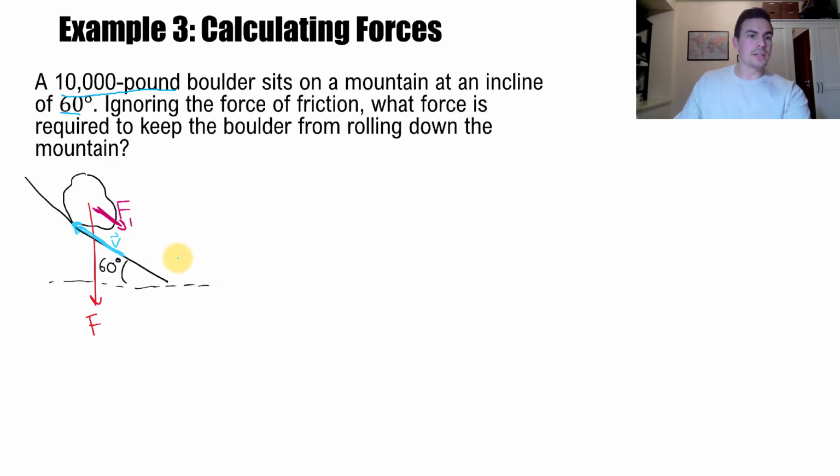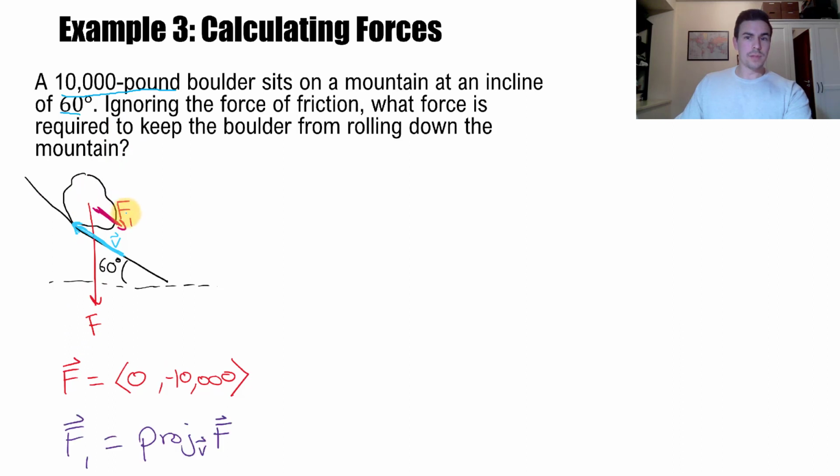So we need a force that is going to keep it up and keep it from falling down the mountainside. So our vector F is going to be 0, negative 10,000, because that's 10,000 pounds, heading straight down. So our F1 is the component of F, and that is the projection of F onto V. Let's think of that as the projection of F onto V. So if I draw a little free body diagram here, say this is the point of our boulder here. We've got F coming straight down. V, again, it's not quite drawn to scale. V is just a unit vector in the direction of our mountainside. And F1 is the projection of F onto V.